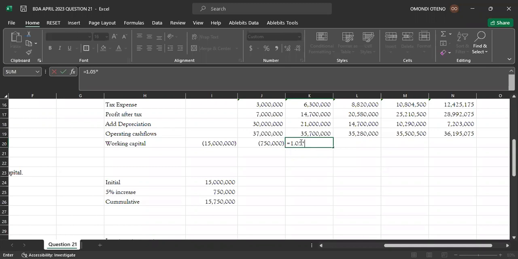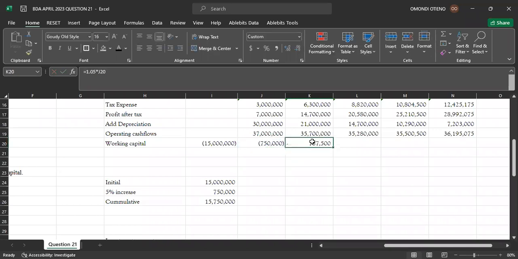1.05. Then you multiply by this, then you multiply by that, and then you do it not to 2028. No, not to 2028. 2028, because we said in 2028, we are going to recover the working capital that was spent. And that amount which we are going to recover is a cash inflow. We add it back.